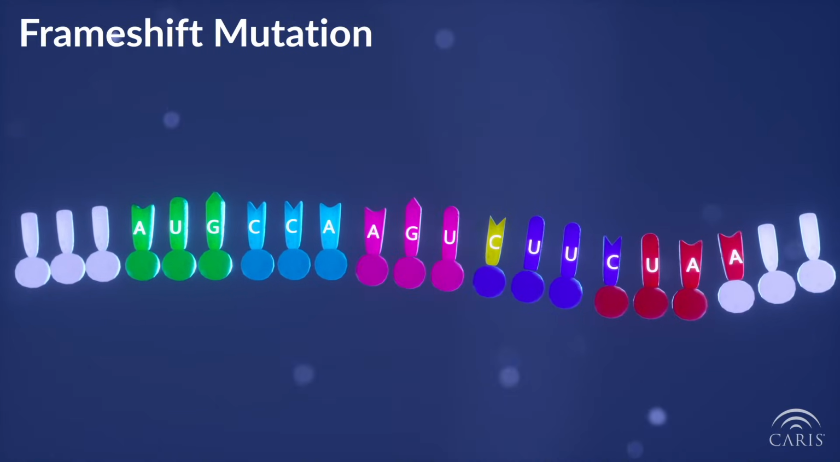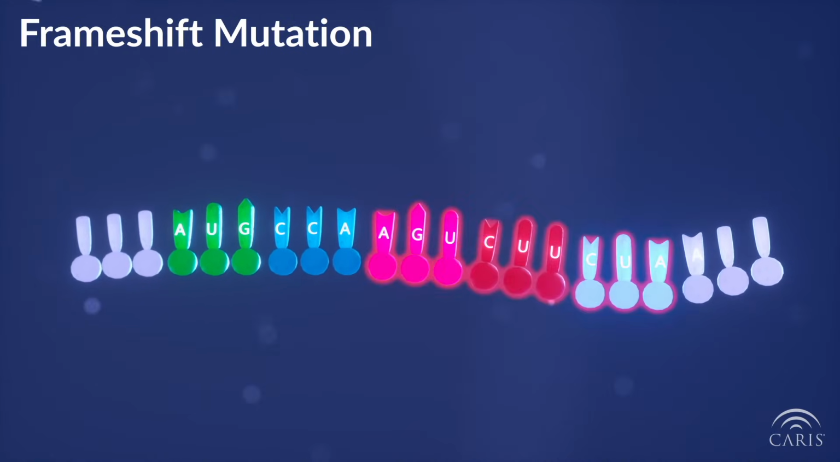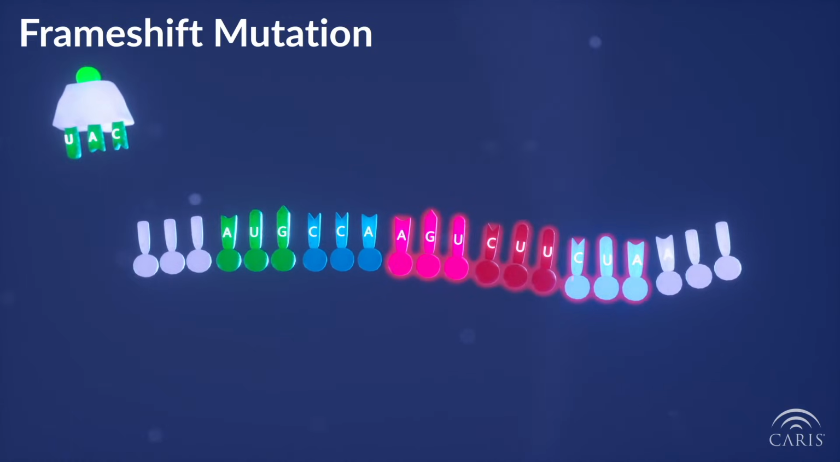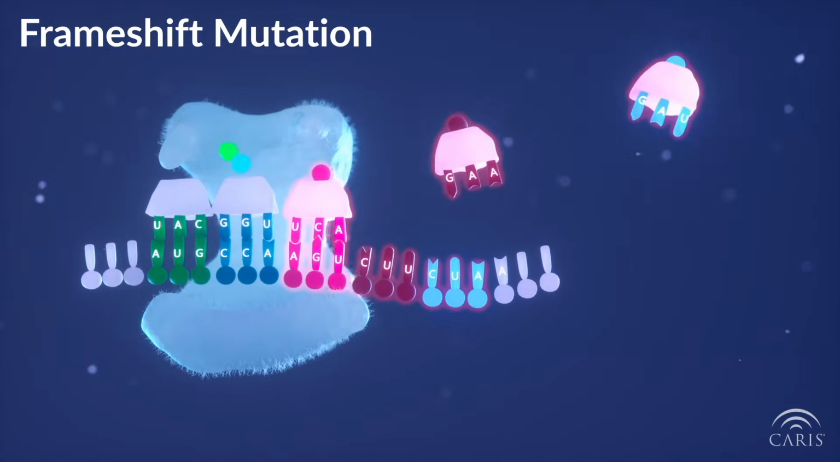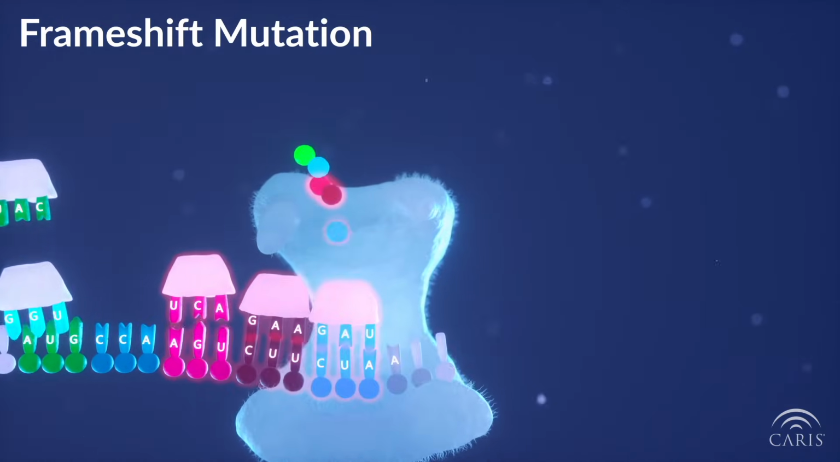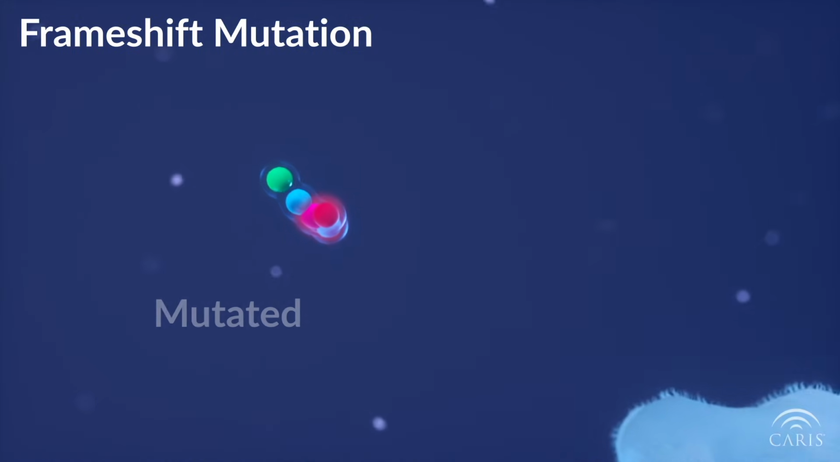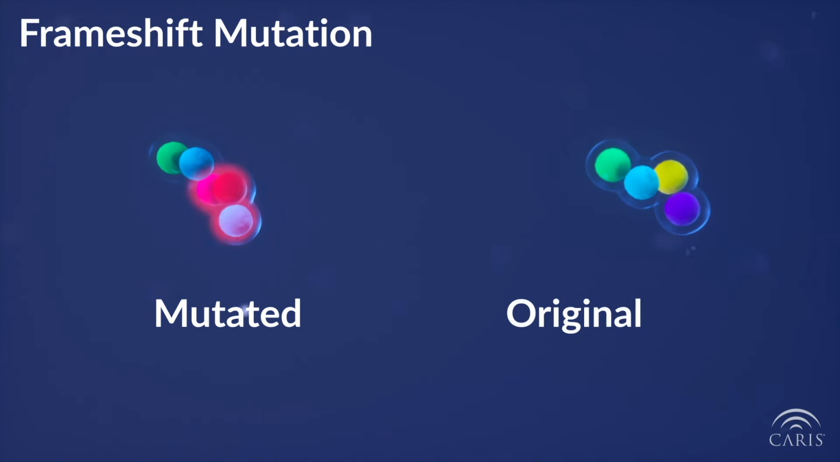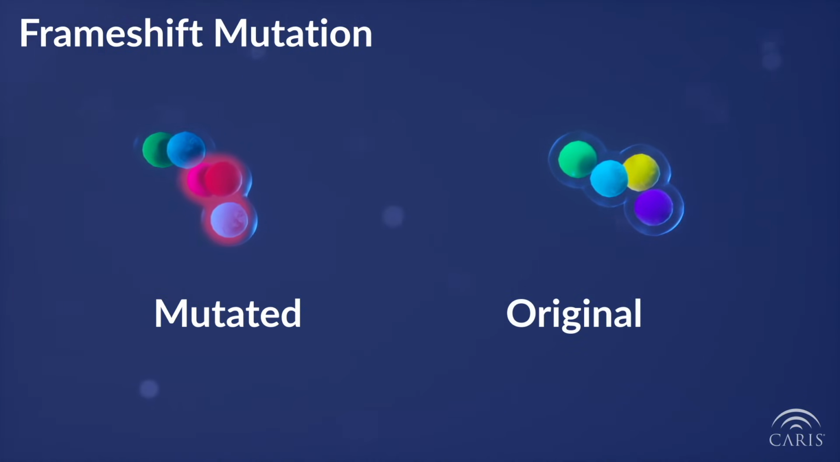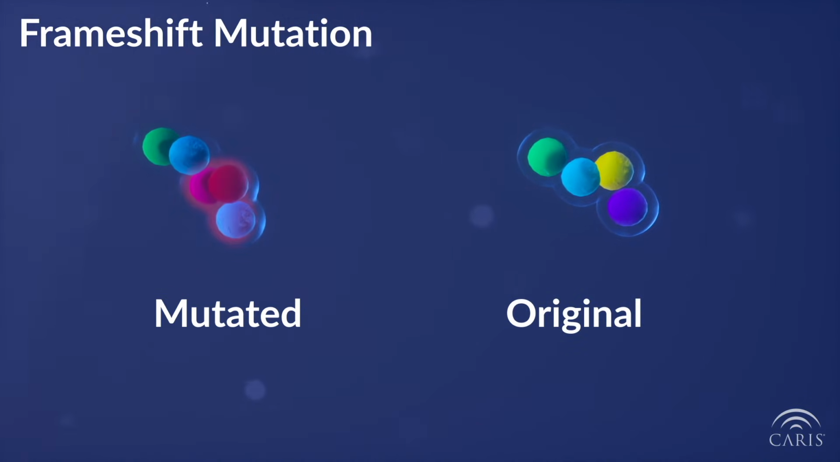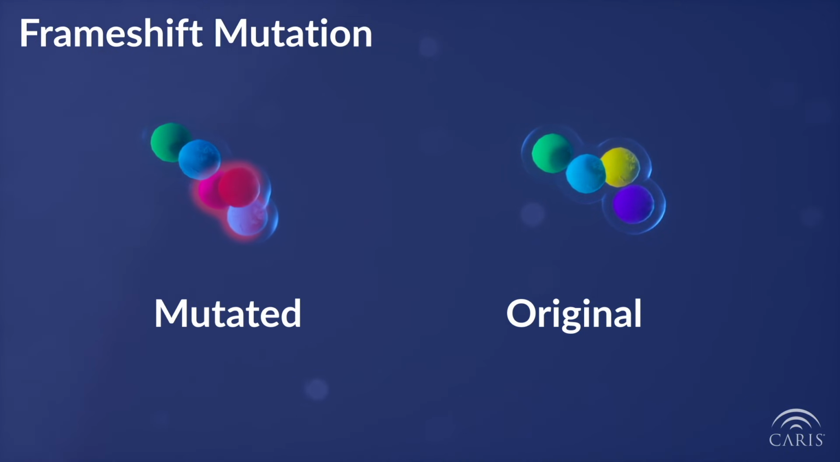Since bases are read in groups of 3, their addition or deletion in anything other than multiples of 3 disrupts the reading frame sequence. When this happens, the entire code following the addition or deletion will be read incorrectly. This could result in the wrong amino acid being coded, thereby changing the protein's shape and function.